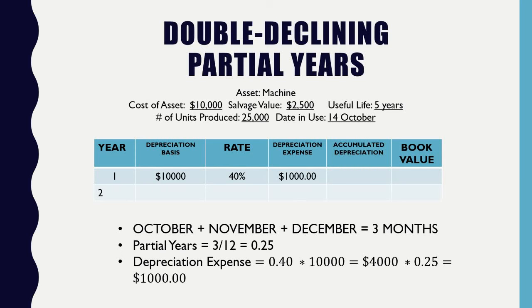Punch it in your calculator, 4,000 times 3, divide by 12. You're still going to get $1,000. You do 4,000 times 0.25. You're still going to get $1,000. You could take 4,000 divided by 4. You're still going to get $1,000.